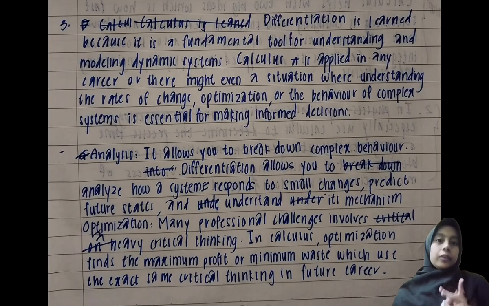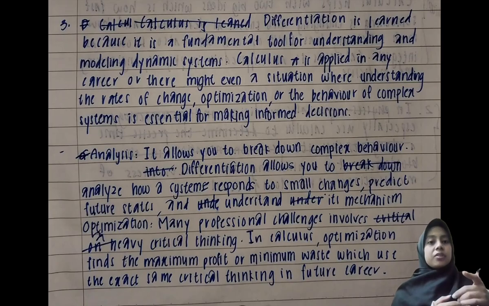You might have wondered, what is the point of learning differentiation? Differentiation is learned because it is a fundamental tool for understanding and modeling dynamic systems. Calculus is applied in any career you might find, or you might even be in a situation where understanding rates of change, optimization, or the behavior of complex systems is essential for making informed decisions.